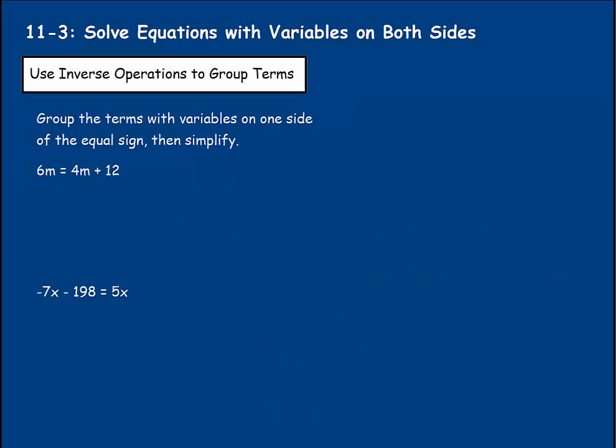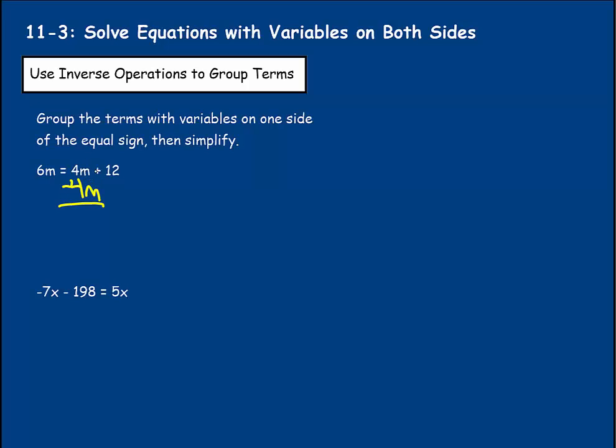So now we can use inverse operations to group terms. It says group the terms with variables on one side of the equal sign, then simplify. So we need to move all the variables to one side of that equal sign. For example, we already have the 6m all by itself over here, but we have 4m plus 12 over here. So what it means by inverse here is that we have a positive 4m. If we subtract 4m from that, this would equal 0m. And 0 times m is just going to be 0. So when we subtract by 4m, they pretty much cancel each other out.